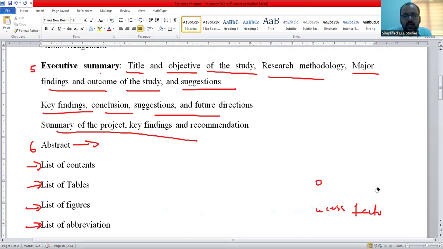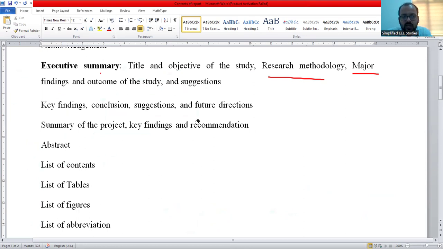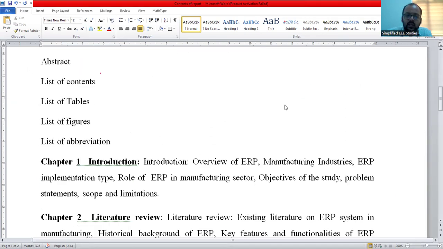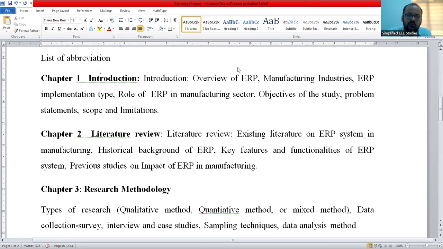So it is better to highlight the abbreviations, because sometimes if I get any other project, I don't know the terminology because I'm not familiar. I'm just reading it for the first time. So in order to make the reader comfortable, it is better to give the abbreviations. That's a good practice. Now chapters.